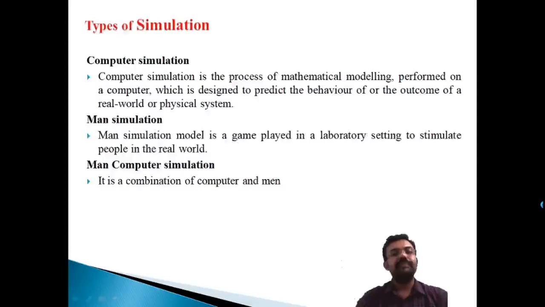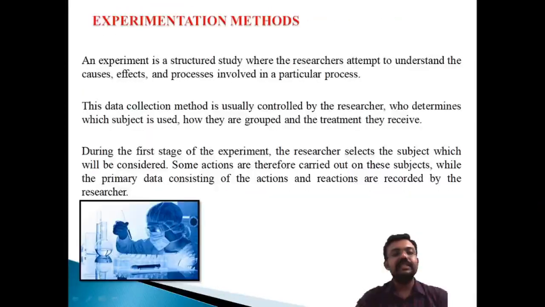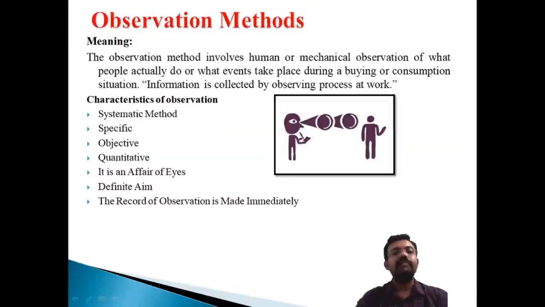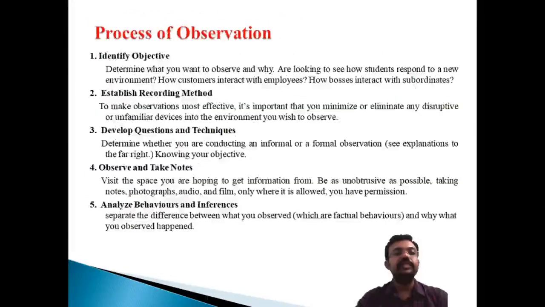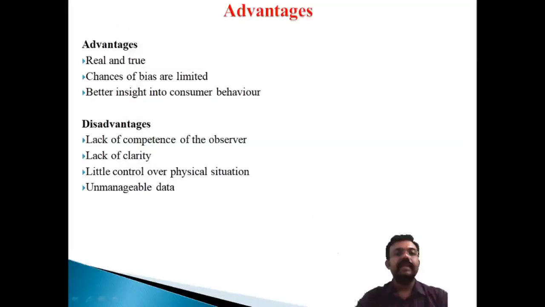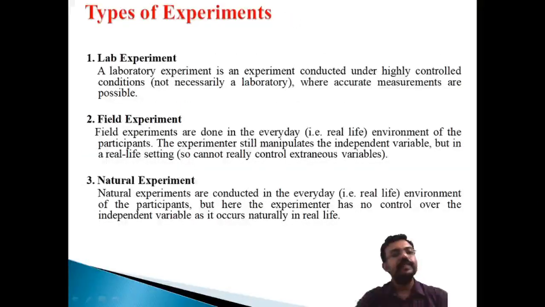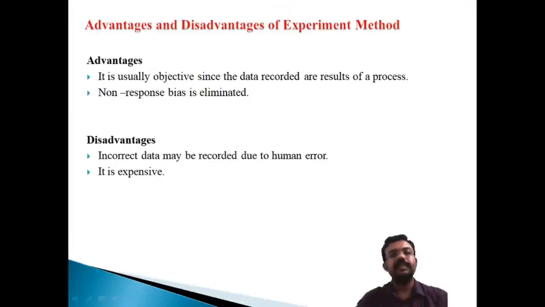So let me conclude. First we discussed what are the important methods used for primary data collection. The first important method is observation. Observation means watching a particular person without interaction. These are the important characteristics of observation, the types of observation, the process of observation, and the advantages and disadvantages. The second method is the experimentation method. That means the cause and effect relationship. Whenever we conduct a study, there is a cause and effect relationship. And these are the types of experiment: lab experiment, field experiment, and actual experiment. Then the advantages and disadvantages of the experiment method.